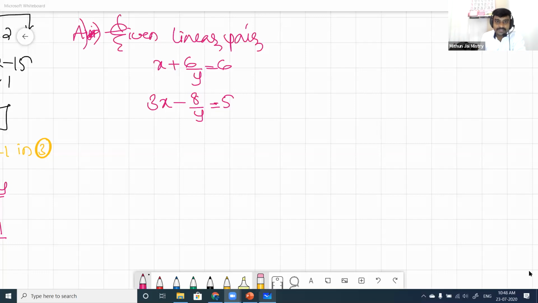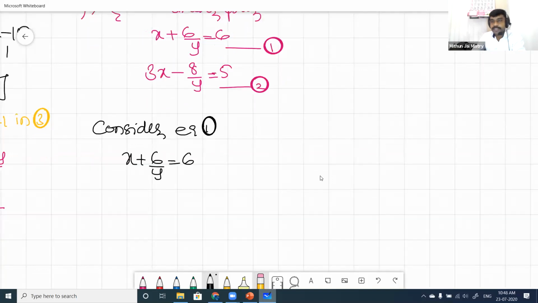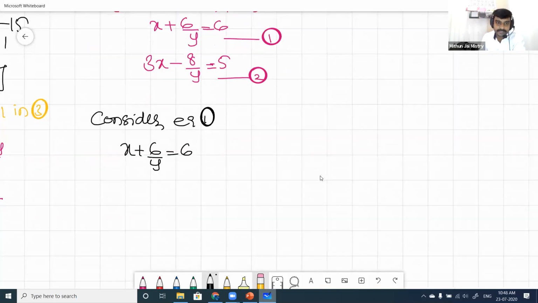Don't worry. The first task is to give numbers to the given equations, equation number 1 and equation number 2. Now I will start by considering equation number 1, which is x plus 6 by y is equal to 6. Here I should make x the subject. So x is equal to 6 minus 6 by y.